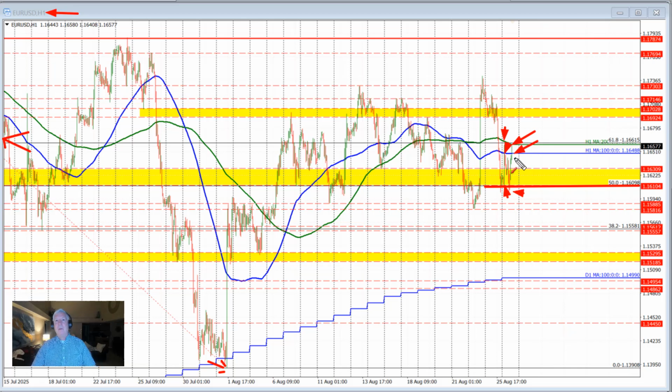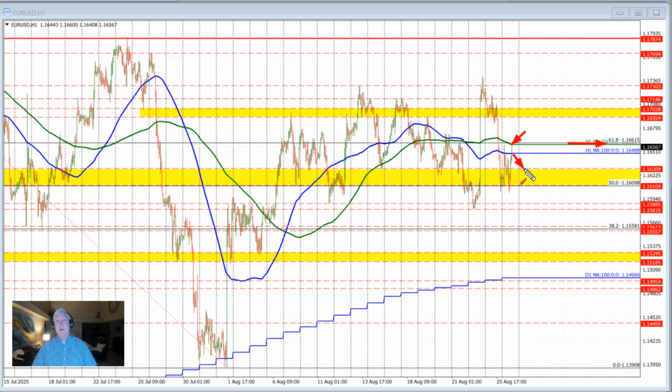We just moved above the 100-hour moving average, testing the 200-hour moving average. I'll get rid of all my other lines right here. You can see how the price is trying to find some willing sellers against that 200-hour moving average, and the 61.8% retracement. So this is going to be the barometer for traders. This is the risk defining level, the bias defining level for the euro versus US dollar. Move above it, it's more bullish. Stay below it, and it's more bearish.